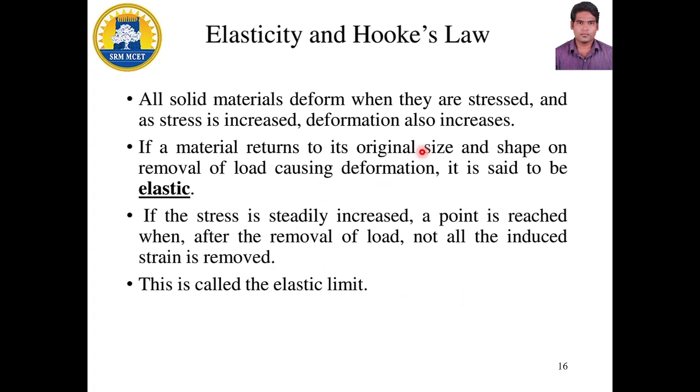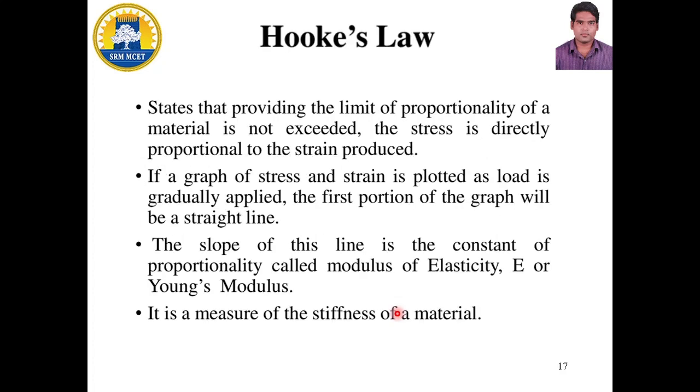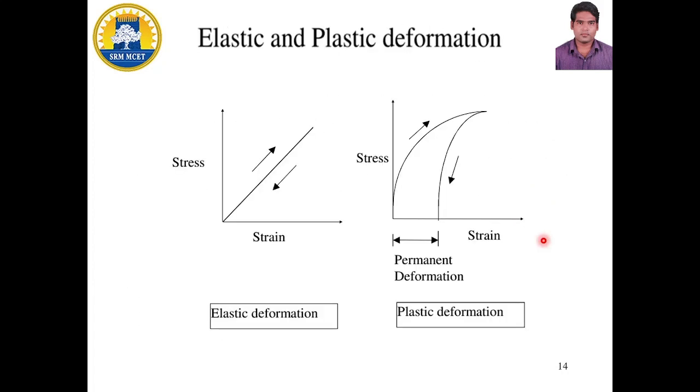So all solid materials deform when they are stressed, and as the stress increases, the deformation also increases. When the material returns to its original shape and size on removal of the load, then it is elastic. That is the elastic limit which we discussed earlier. Based on this, there is a law called Hooke's law. Hooke's law states that provided the limit of proportionality of a material is not exceeded, the stress is directly proportional to the strain produced. So if the graph of stress and strain is plotted as the load is gradually applied, the first portion of the graph will be a straight line. That is what we saw earlier in this graph.